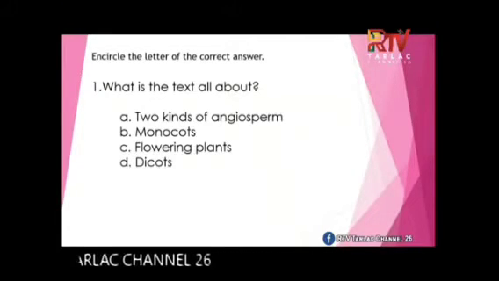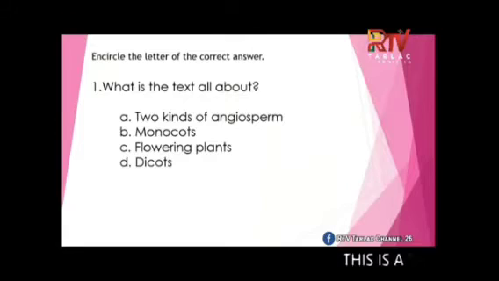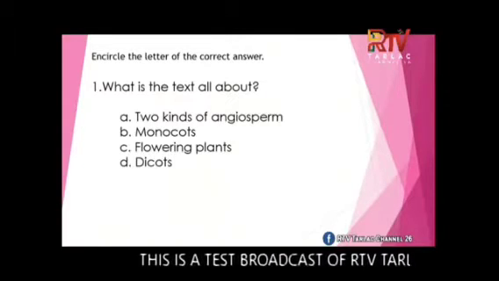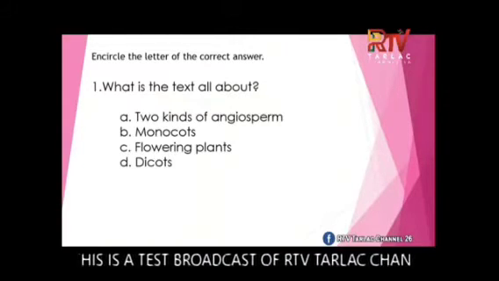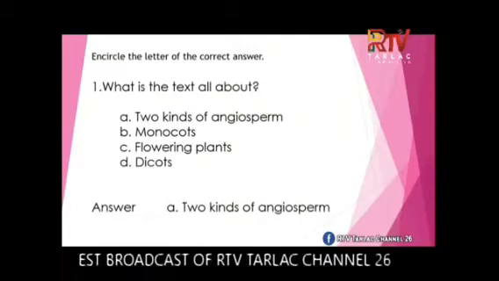A. 2 kinds of angiosperm. B. Monocots. C. Flowering plants. D. Dicots. What is the correct answer? The correct answer is letter A.